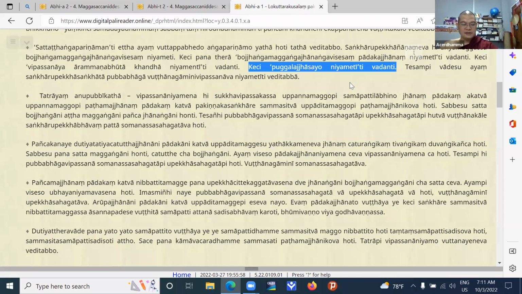Kecipuggalajjhasayo niyameti vadanti. Some said the individual, puggala ajjhasaya, individual desire will determine the magga with the factors here. So there are 3 views here. We say padakajjhanika vada, sammasita vada, puggalajjhasaya vada, 3 vada here.